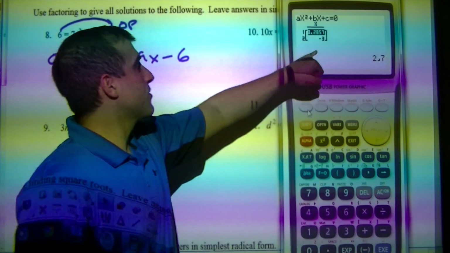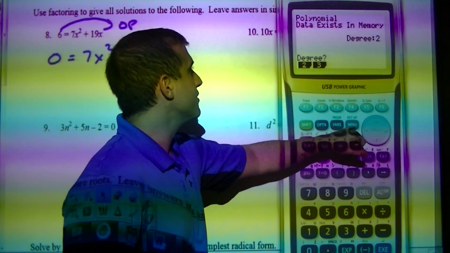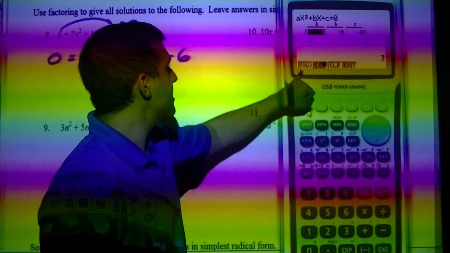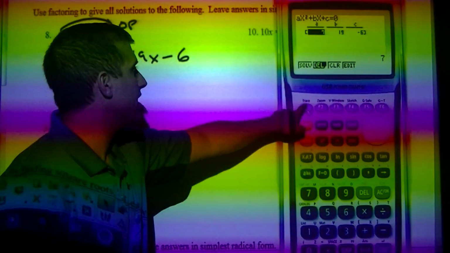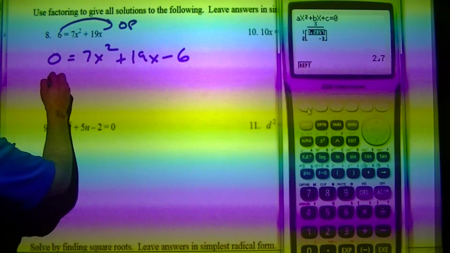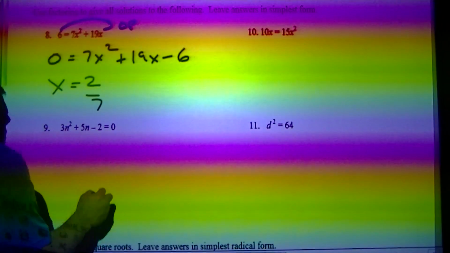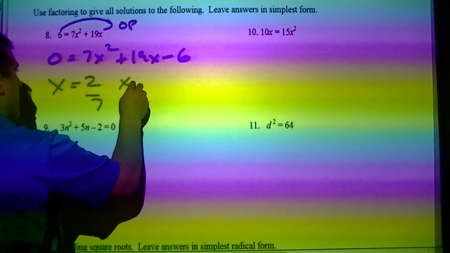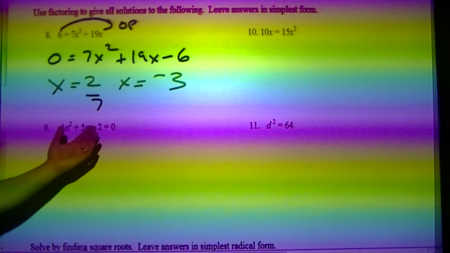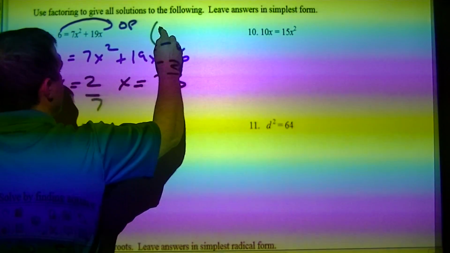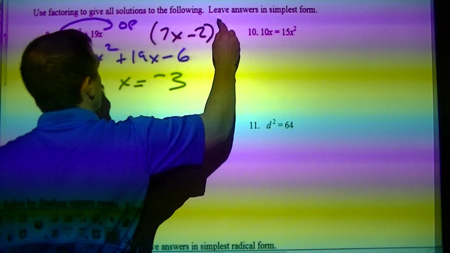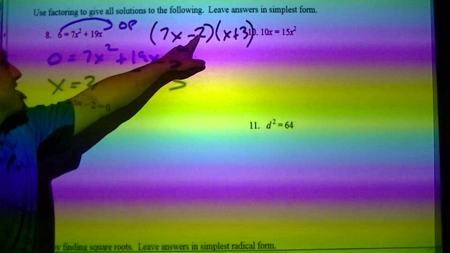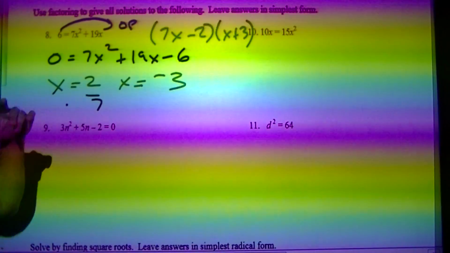All right, so the solutions, let me go back and go through this. I can go to equation. I've got a 2-degree polynomial. I type in 7, 19, negative 6. I hit solve. I get solutions of 2/7, and I also get a solution of x equals negative 3. Now, if you factored it, that would be 7x minus 2 times the quantity x plus 3. You set these equal to 0 and solve, and you would get the same result.